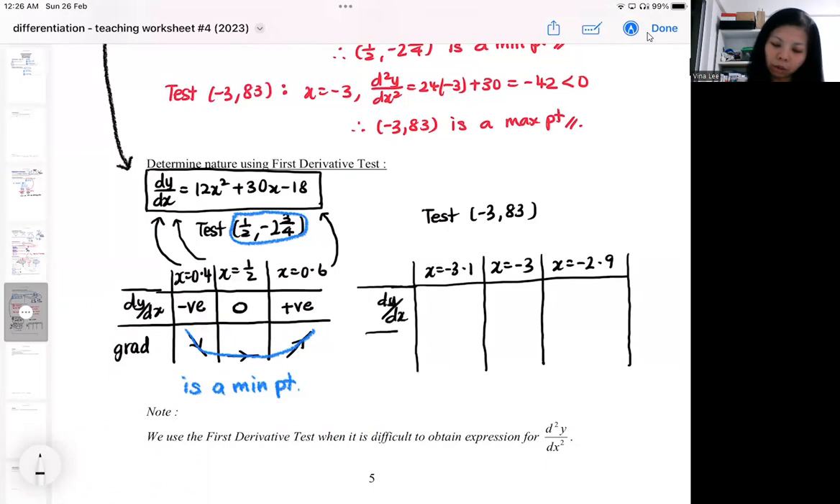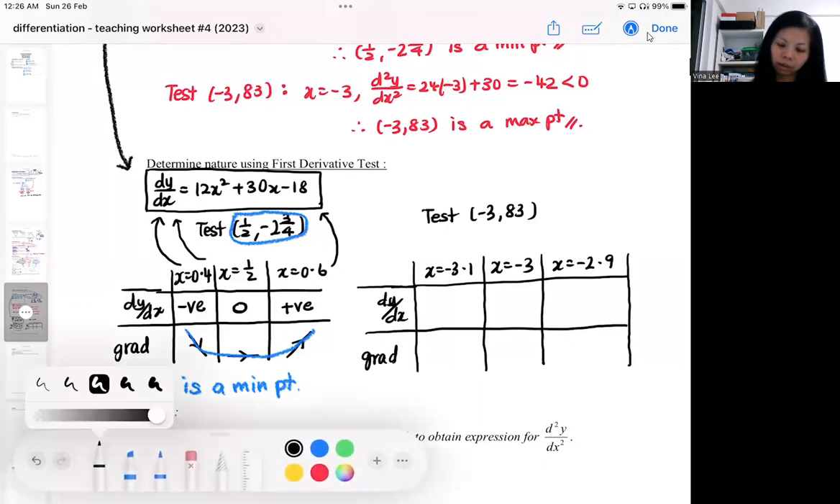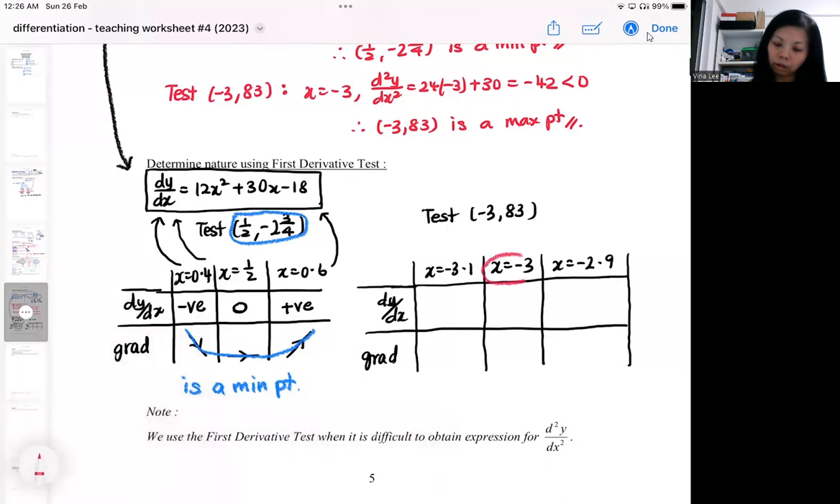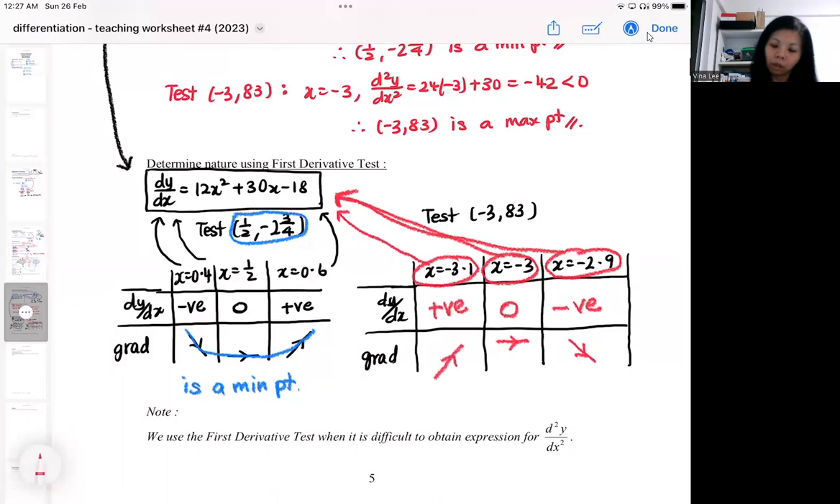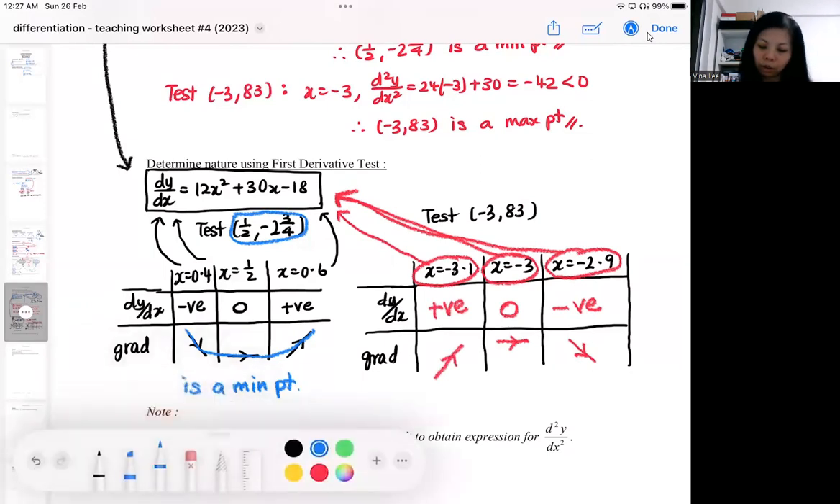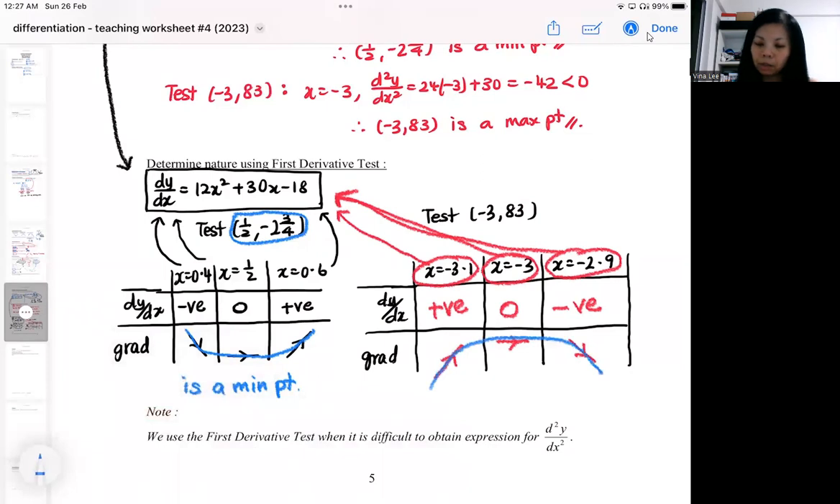Then where will all the values go to? All the values will go to dy dx. So this will go to dy dx. Obviously, it will give you a 0. This will go to dy dx again. When you go to dy dx, in this case, you will get a negative. Then this goes to dy dx. Punch your calculator in your dy dx. You should get a positive value, so it's going up. By the shape of the arrow, you can tell that it's actually a maximum point.